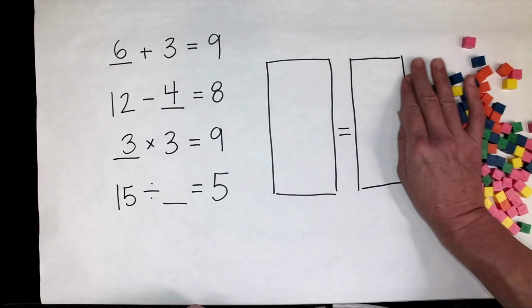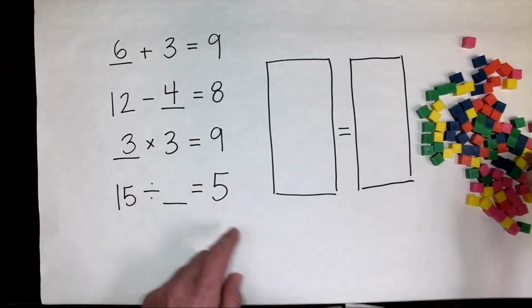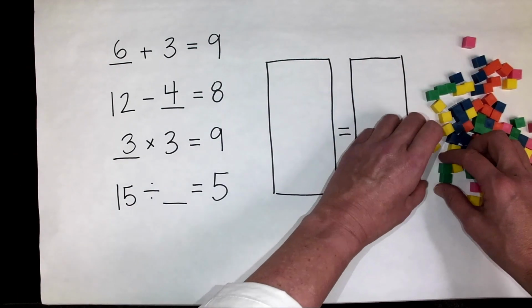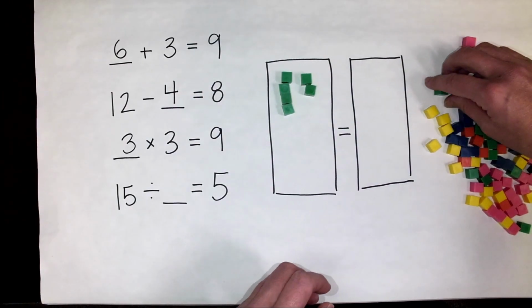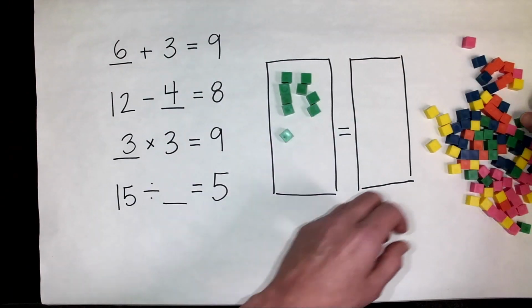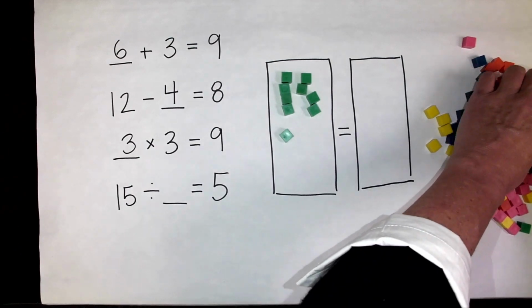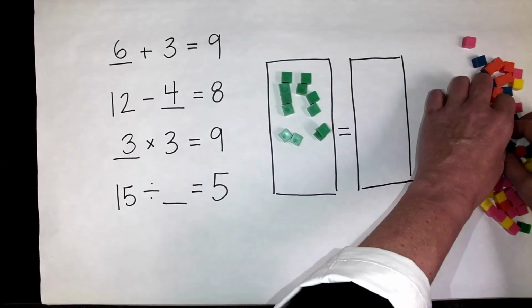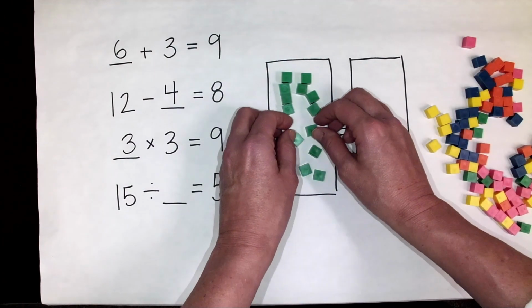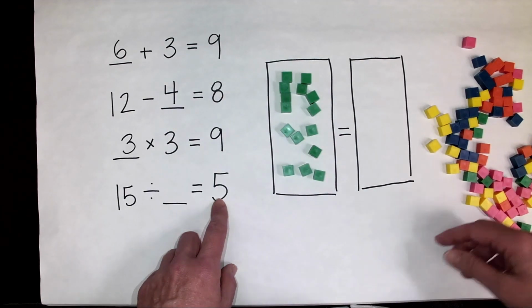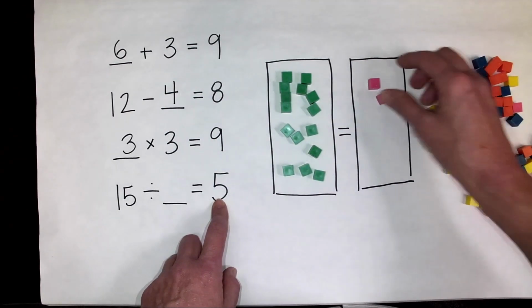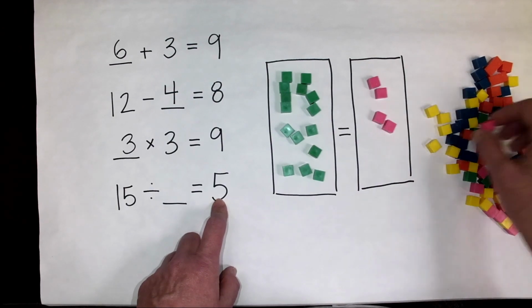And then finally, for this division equation here, I have 15. Let's go ahead and get out 15. 1, 2, 3, 4, 5, 6, 7, 8, 9, 10, 11, 12. I'm always nervous when I have to get all these cubes out in front of some people. There we go. All right, 15. And then on the other side of the mat, I have 5. That's much easier to show, 5.